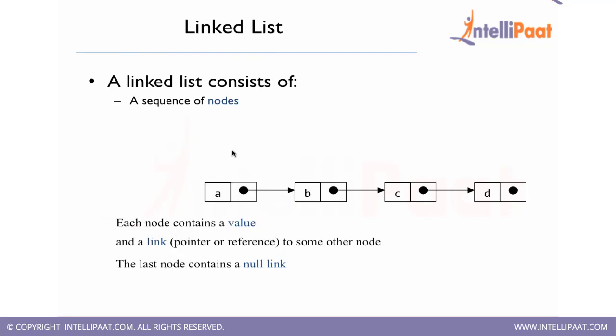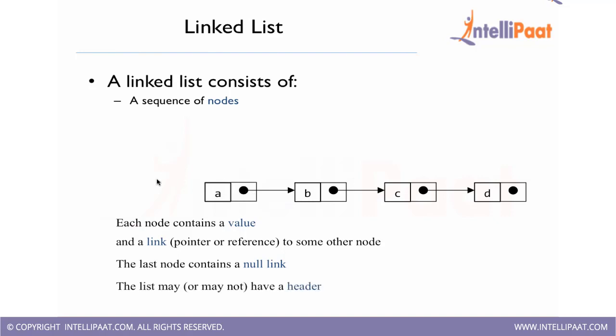So let's reiterate. Each node in a linked list has two sections. One is a data section, one is a link section. Each link points to some other node, which constitutes the chain, and that is why it is called a linked list, because there is a link from one node to another node, and it's a linear format, so it is called a list. So, linked list.